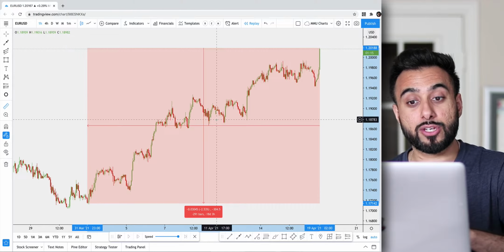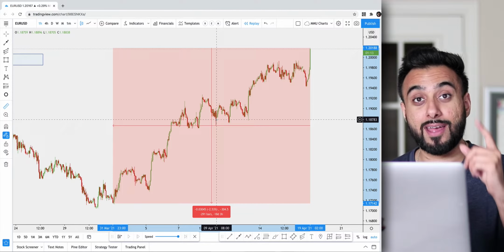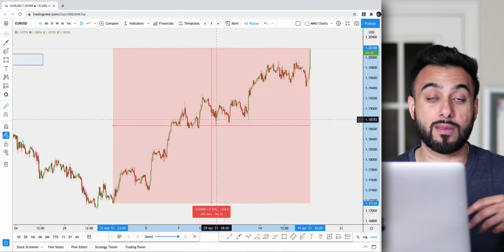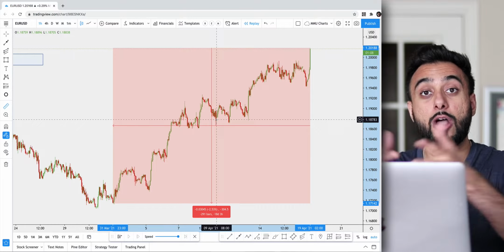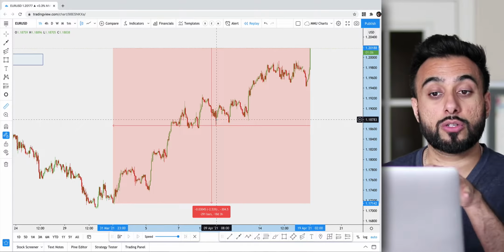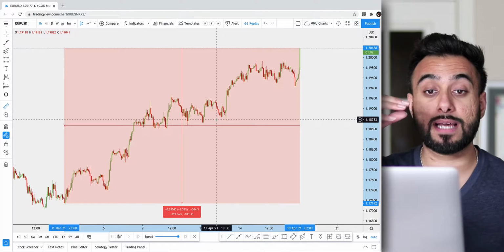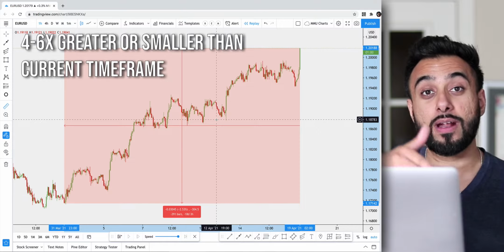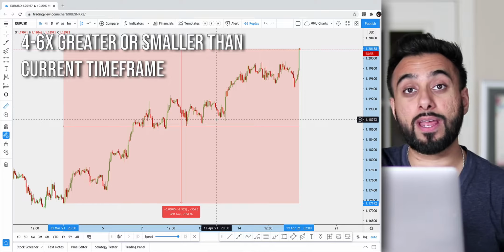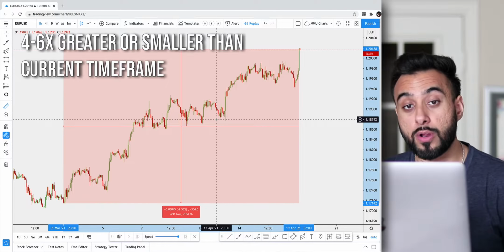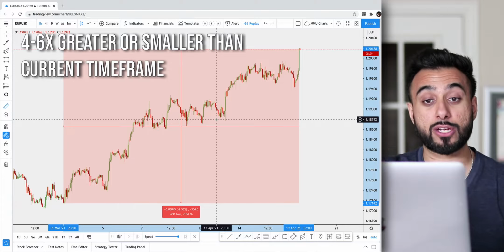All of this information is contained within that one green bar that you saw at the monthly time frame. So that doesn't help you in your specific trade. So to do this the right way, you want to be looking to change the time frame to a time frame that's 4 to 6 times greater or smaller than the current time frame that you're actually on.